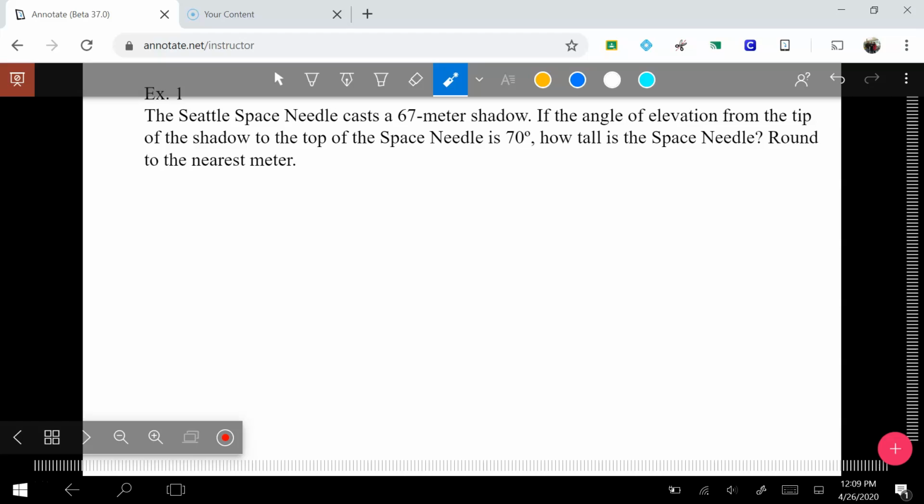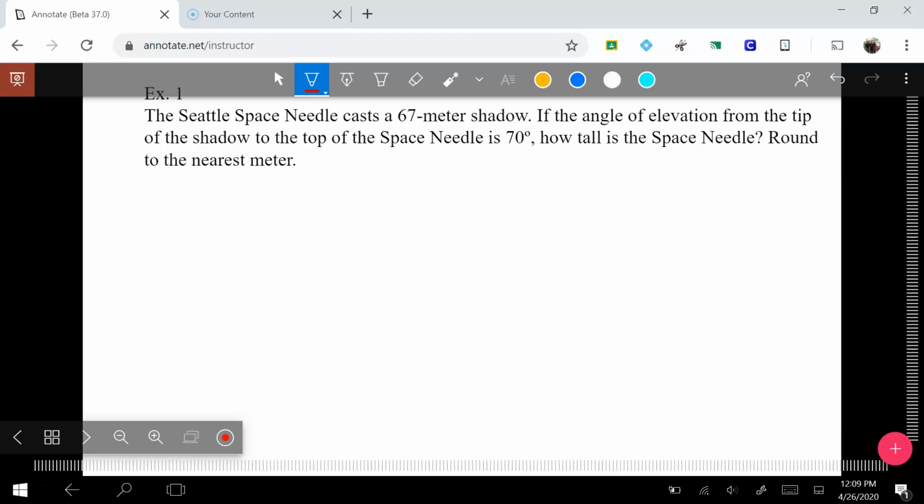So let's start with our first problem. Now, the most important thing in all of these is that you draw a picture. And since we're doing right triangle trig problems, pretty much you're always going to be drawing a triangle. So the main thing is to get your angle in the right spot.